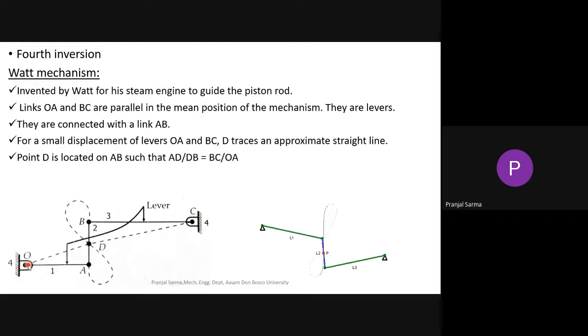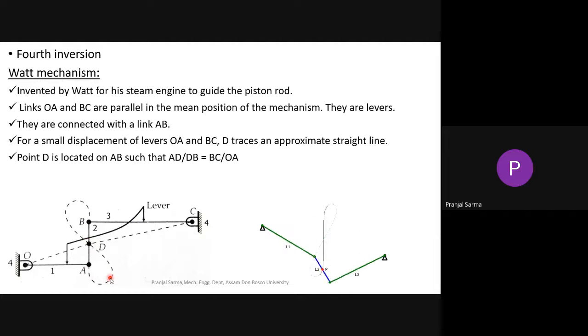So here we have link OA and link BC, and they are acting like levers, and this is the mean position of the whole mechanism. They are connected with a pin joint by this link AB. At these locations, O and C, they are fixed. So this is fixed link 4, link 1, link 2, and this is link 3. That means link 1 and link 3 are nothing but the levers, and link 2 is connecting them.